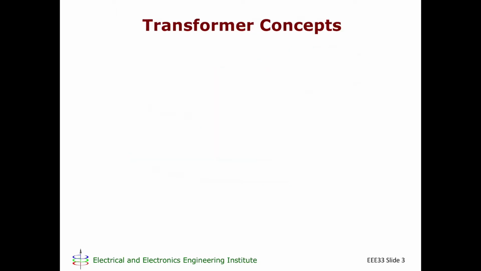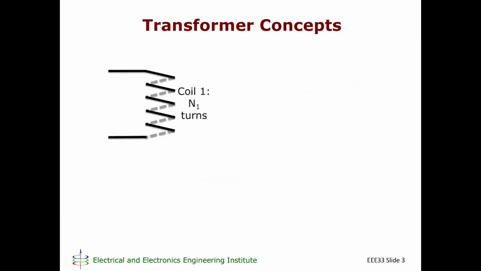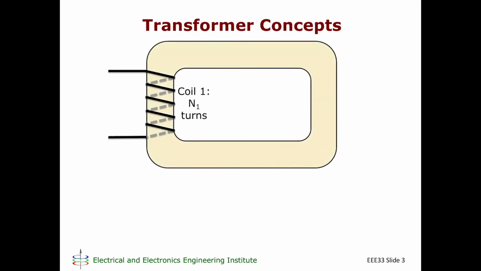Supposing we wind a coil around a core. So this is our core. It is made of a low reluctance material. Now, what do we mean by reluctance? Reluctance is the tendency of a material to resist the flow of magnetic flux. It is analogous to resistance, which is the tendency of a material to resist the flow of electric current. You have reluctance in magnetic circuits, analogous to resistance in electric circuits.